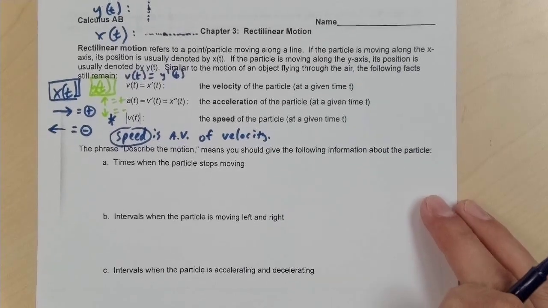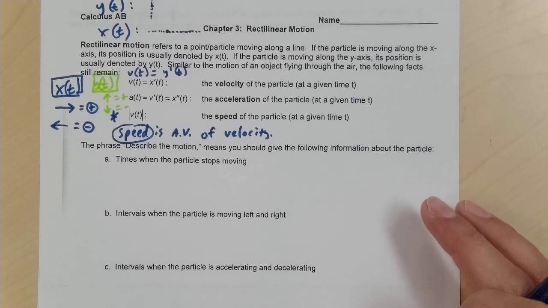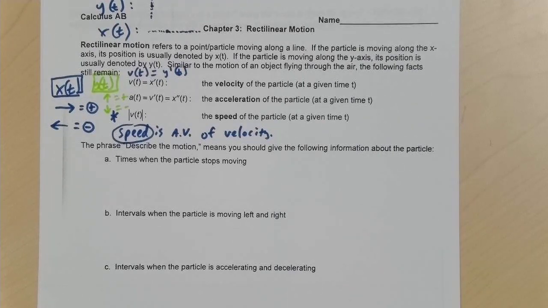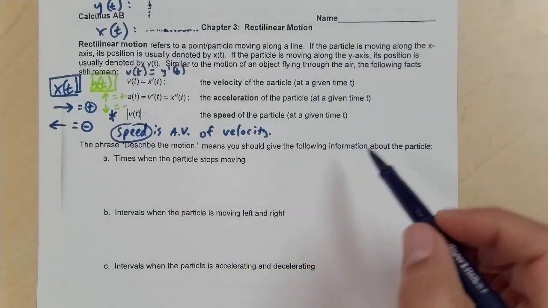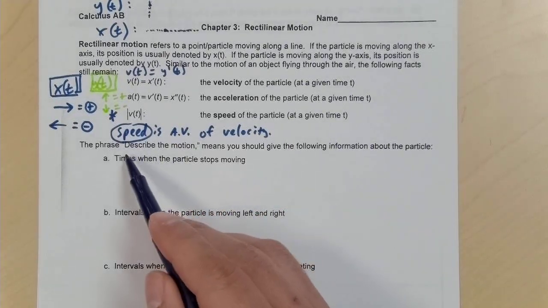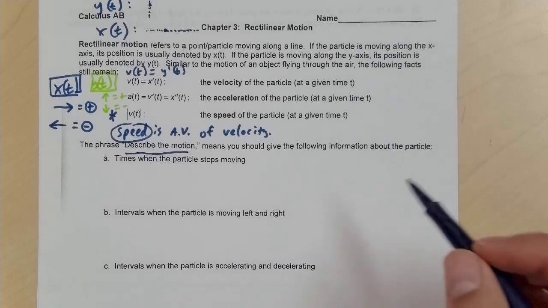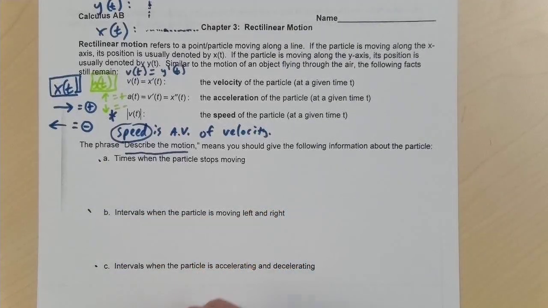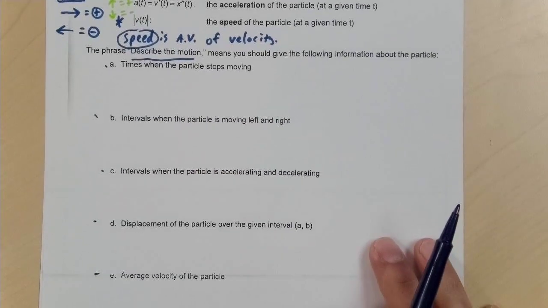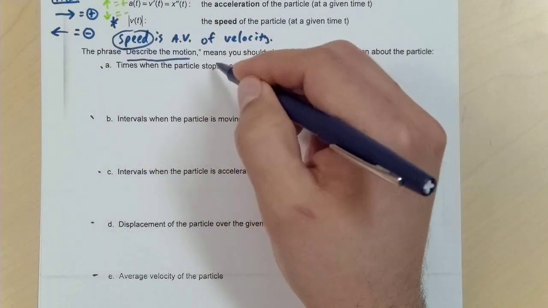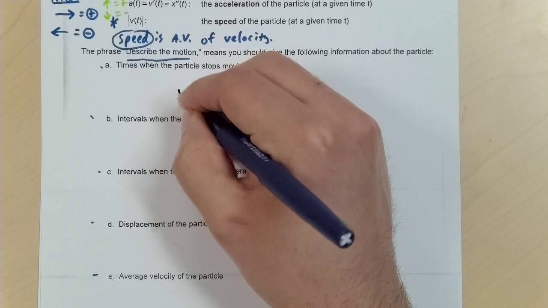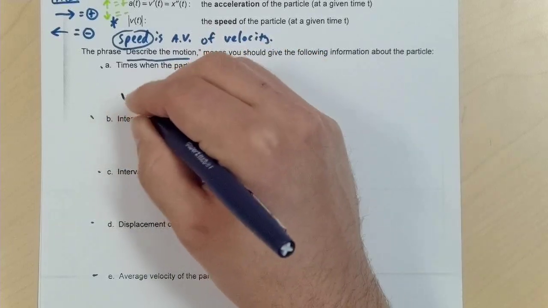All right, so now what are we going to do with all this? Well, we're going to try to describe the motion in detail, like what's happening, what's going on, where is it moving, is it slowing down, is it speeding up, that kind of thing. These are the bits of information when it says to describe the motion. These are all the different things that you should be able to do. Times when the particle stops moving, that's simply when the velocity is equal to 0.